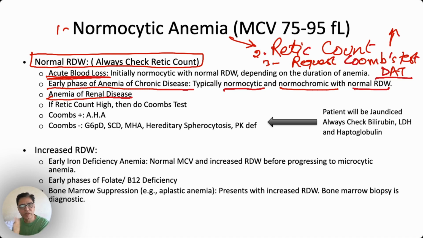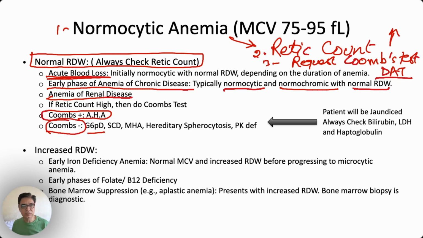If the Coombs test is negative, you are dealing with a hemolytic process, but non-immune mediated. It's not mediated by immune. It's something else going on, and there could be a variety of reasons for that. So if you've got Coombs positive, you are dealing with autoimmune hemolytic anemia. If you have got Coombs negative, there could be various possibilities.